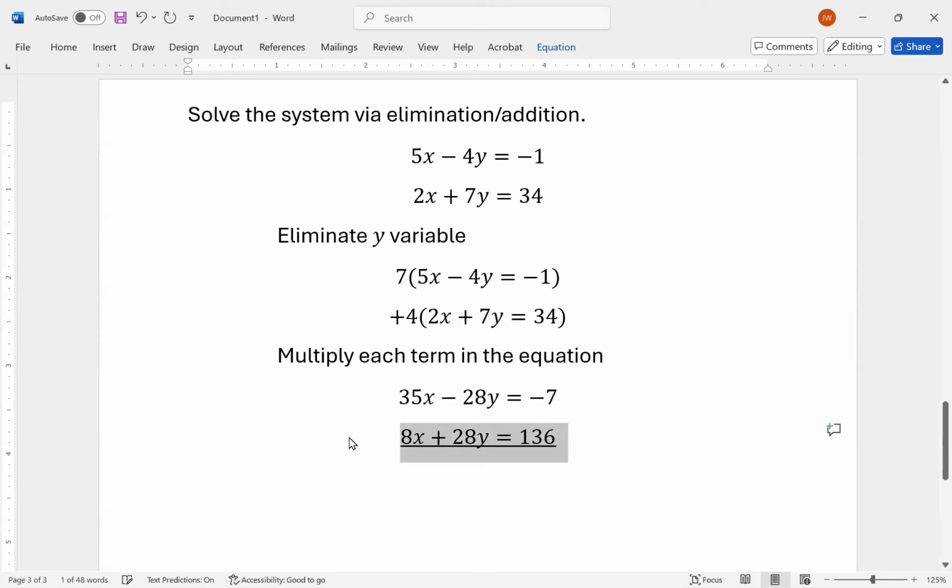And now, essentially, what I do is add the two equations together. When I add the two equations together, 35x plus 8x becomes 43x. -28y and +28y cancel each other out and give me a 0. And then on the right-hand side, I get 129. 136 minus 7 is 129.